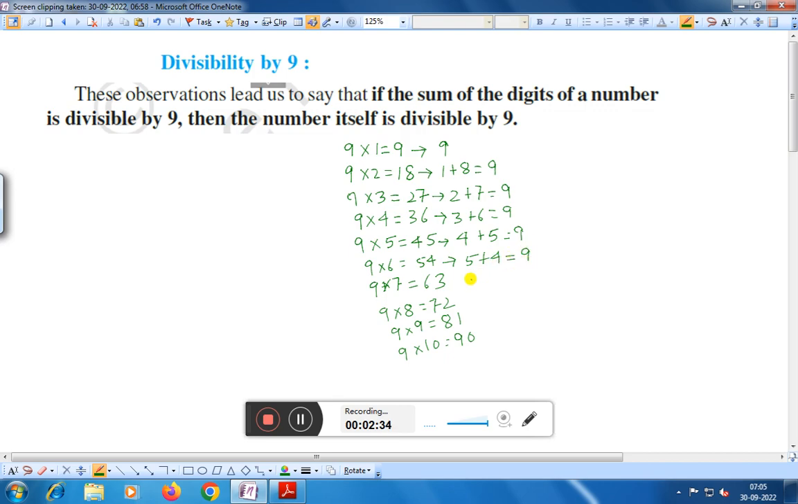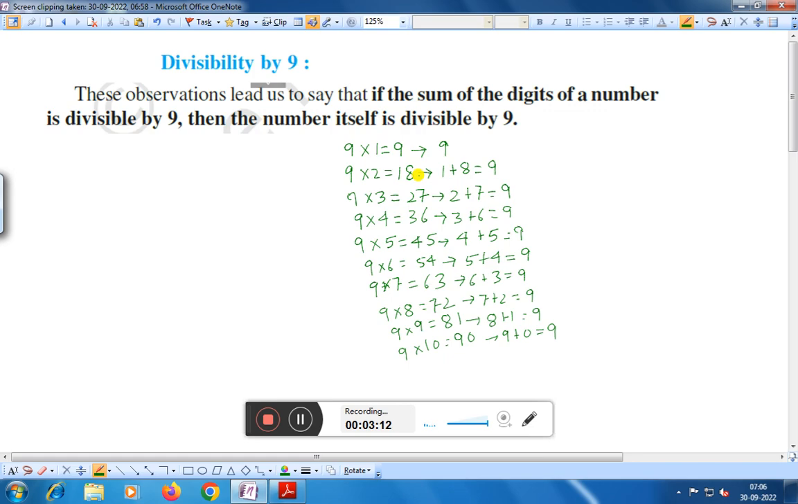or it can be 5 plus 4, which is equal to 9. And it is also 6 plus 3, that also comes to 9. 7 plus 2 gives us 9. And 8 plus 1 is also giving us 9. And this is also 9 plus 0, which gives us 9. That means if the sum of the digits of a number is divisible by 9, then the number itself is divisible by 9. We find from the table that if we add the digits, we are getting 9, and 9 is divisible by 9, therefore it is divisible by 9.